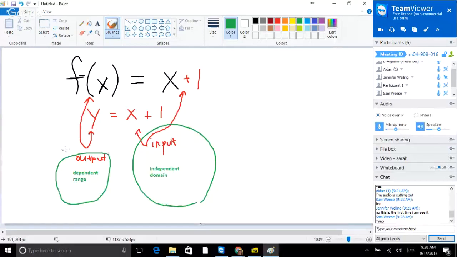All right, so the first element that makes a function by definition is that, and we'll call this set A, what goes in. And this is set B, if you're following along with your notes. Set B.